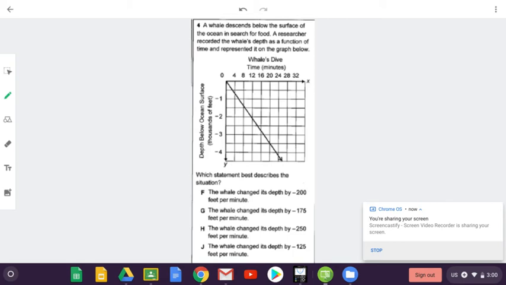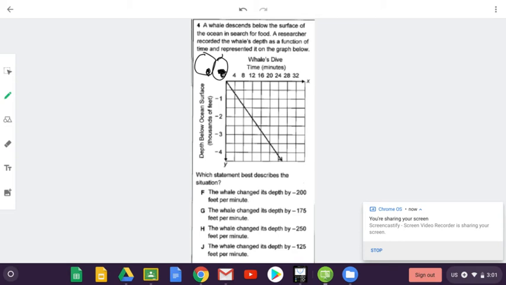So number 4, a whale descends below the surface of the ocean in search for food. A researcher recorded the whale's depth as a function of time and represented it on the graph below. Which statement best describes the situation? So just like I told you guys earlier in my previous videos, if it gives you something to look at, start looking at it.